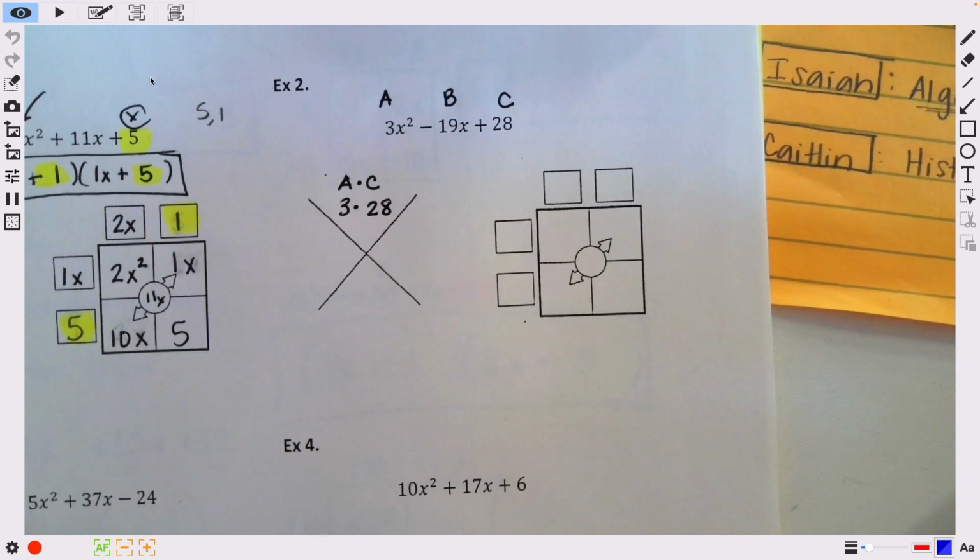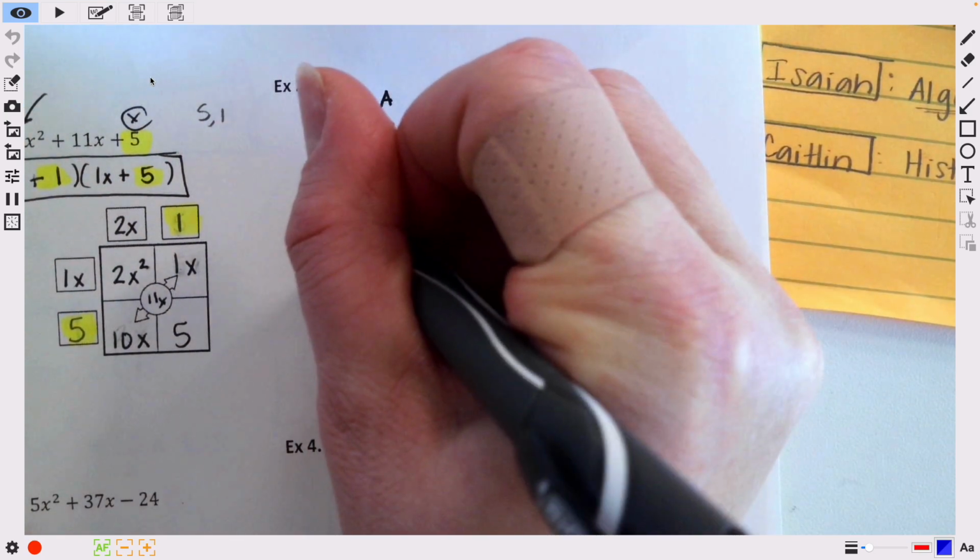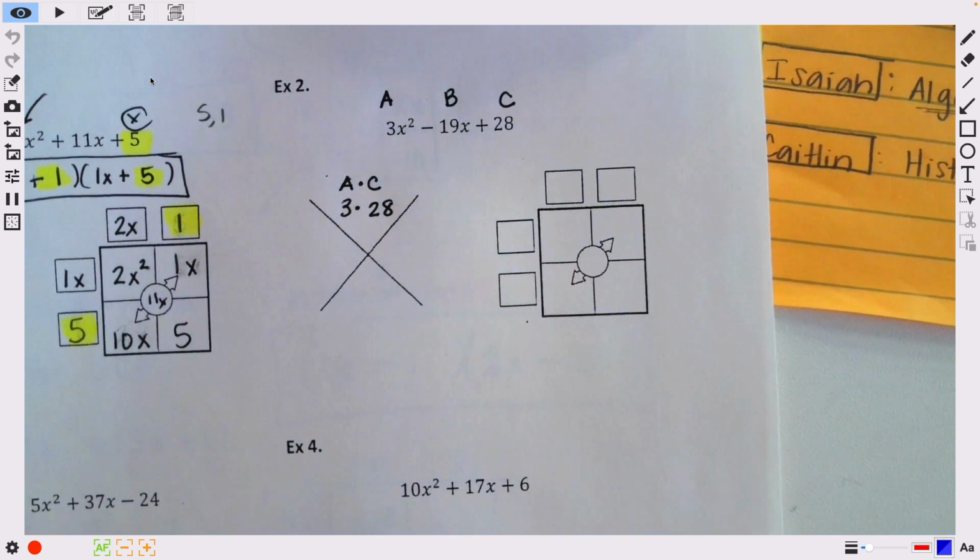Okay, I heard a calculator go down. That's always a good sign. 3 times 28. I genuinely have no clue. 84? Cool. I'm going to do this in a different color because it's getting a little squished.